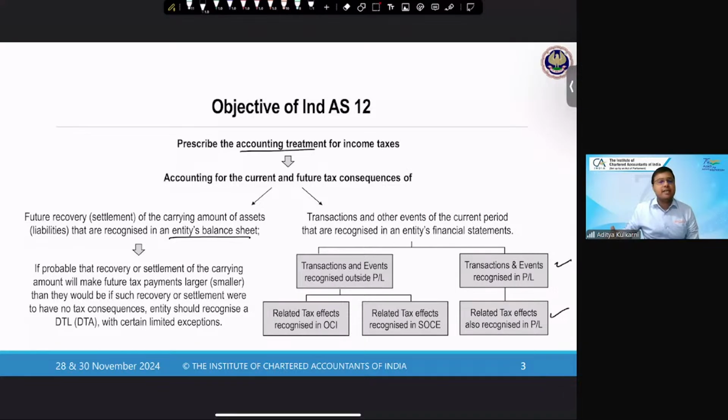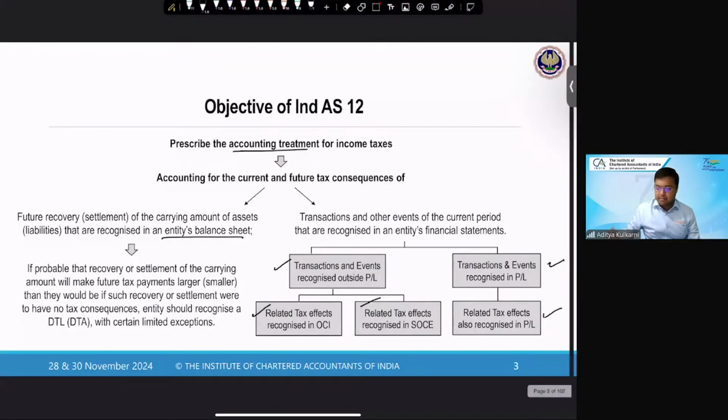If we have certain items recognized in other comprehensive income, like for example, in your employee benefits, we saw that the impact of changes in actuarial assumptions will go to other comprehensive income. So the related tax on changes in actuarial assumptions also will go to other comprehensive income. In some cases, it can go to the statement of changes in equity as well. We'll see these cases as the time progresses.